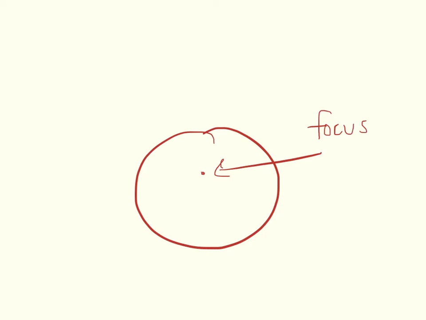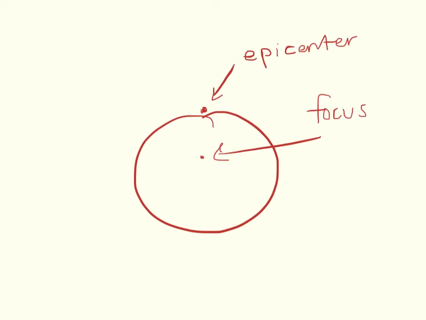Okay, and then the area above it that's on the Earth's surface, right here, is known as the epicenter. Now, the epicenter is always directly above where the focus is because of how the waves travel. So it's the area that is directly above the focus.